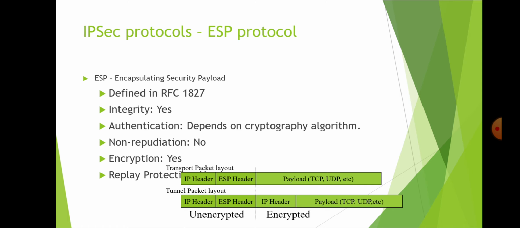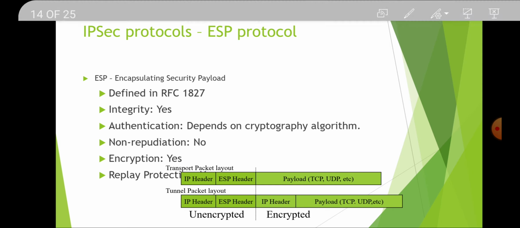Now we will see the ESP protocol, called the encapsulating security payload. It is defined in RFC 1827. Integrity is yes, it is integrated into the packet. Authentication depends on the cryptography algorithm: whether it provides authentication or not depends on the algorithm. Does it provide non-repudiation? No, it is not provided. Encryption is available, because the name itself indicates encapsulating or encryption security payload, and it provides replay protection.